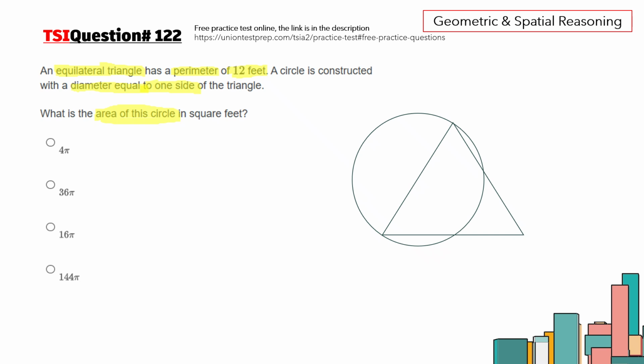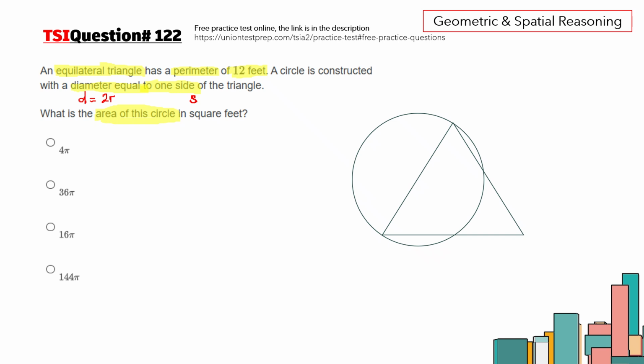So here we have the equilateral triangle, meaning it has three sides equal to each other. The perimeter means the length around the shape. If we call S the side of the triangle, and the diameter is D, then D is twice the radius.